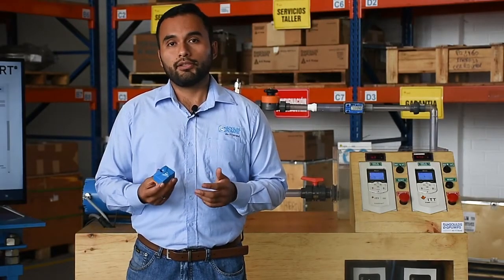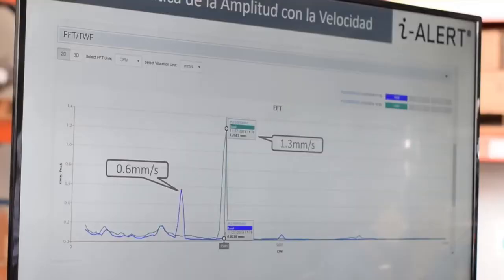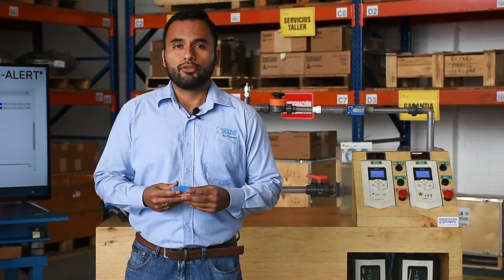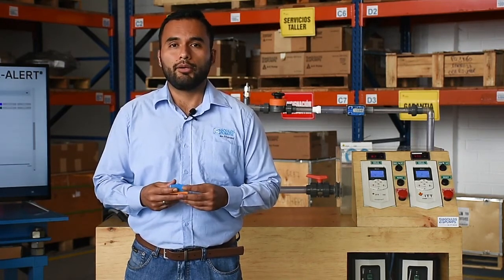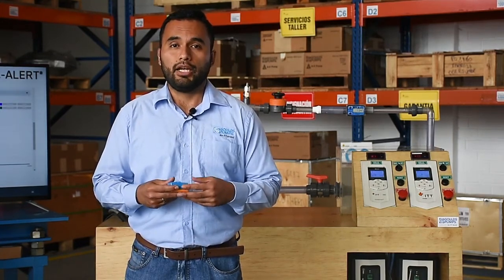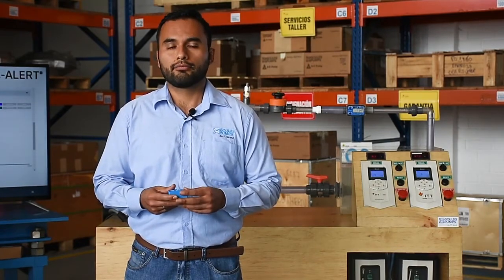Let's see a comparison between these two FFTs taken in previous experiments. At the speed of rotation, the amplitude went from 1.3 to 0.6 millimeters per second. So the quadratic relationship of the amplitude is then verified. I want to stress here that vibration has a decisive impact on a machine's life. The use of variable speed drives in rotary machines is something that should always be evaluated.